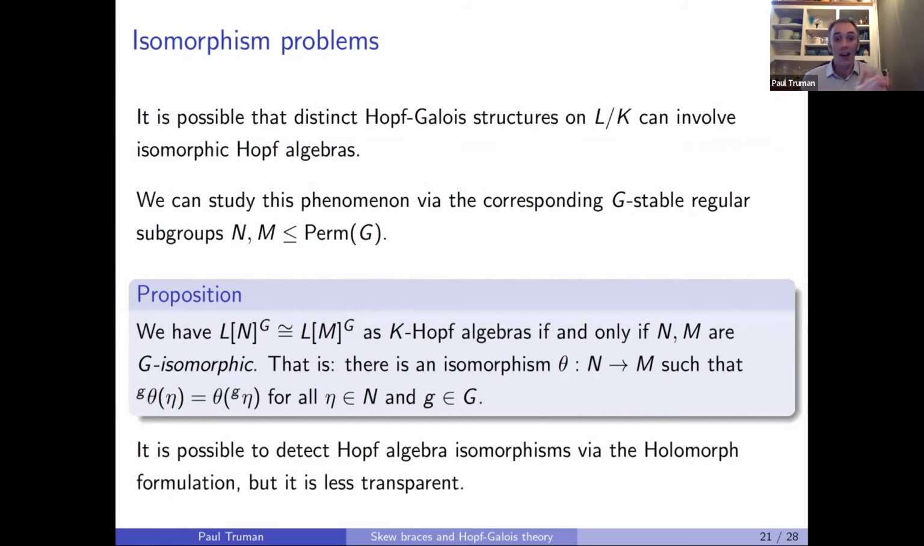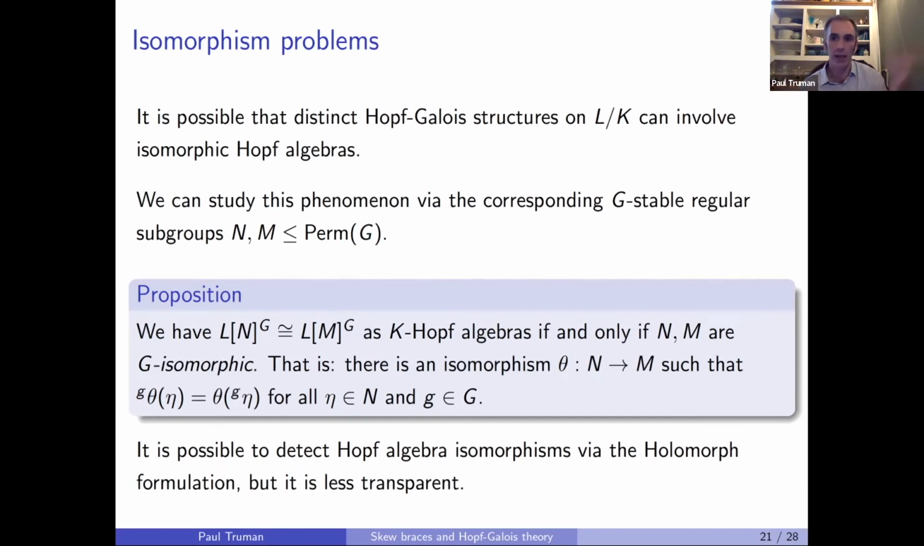Again, I think it's most natural to study this in the Perm G kind of setting. So I actually want to think about N and M as being parked inside Perm G, not as abstract groups, but actually as G-stable regular subgroups of Perm G. So they're both G-stable, G acts on each of them. And in order for the Hopf algebras to be isomorphic, well, it's equivalent to saying that there's an isomorphism from N to M that respects the action of G, so that you can transfer the action of G from one to the other.